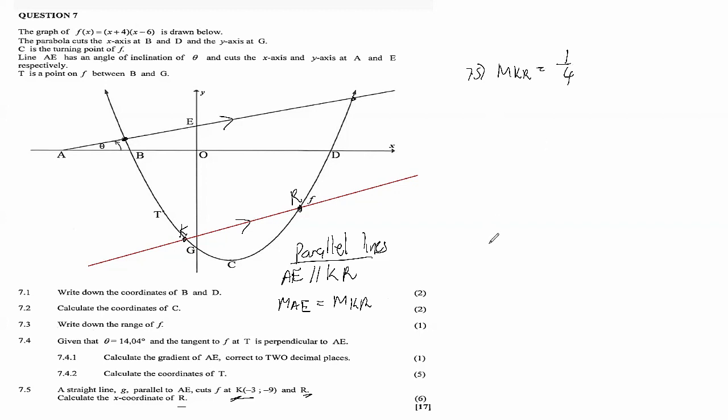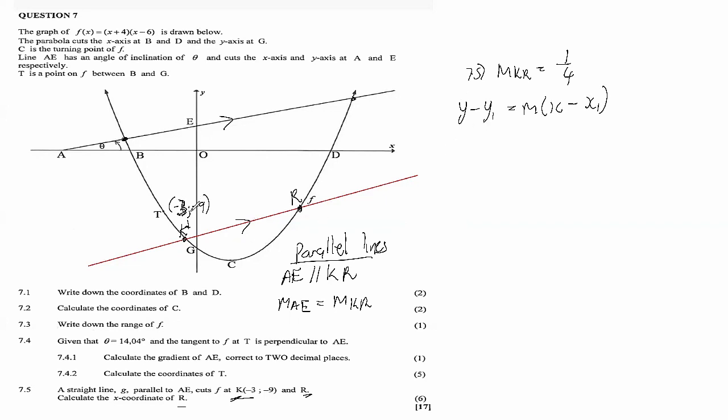Now that we've found the value of KR is 1/4, and we have the coordinates -3, -9 at K, we can find the equation of the straight line KR. We have the coordinates, right? So this is y minus y1 is equal to m(x minus x1).